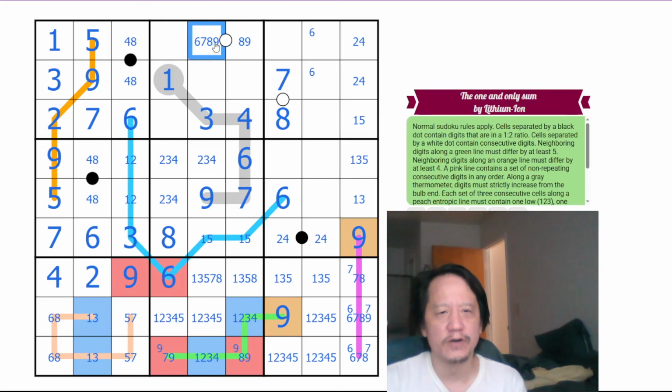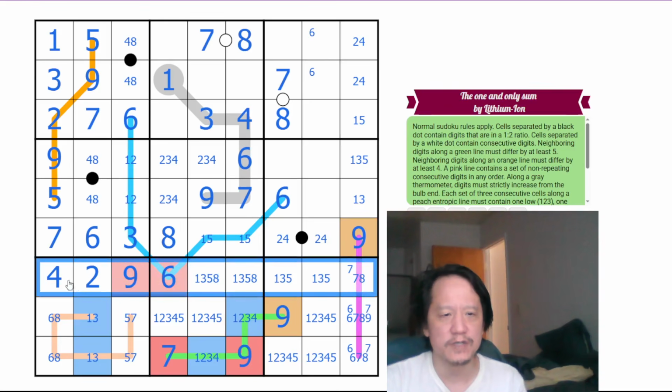Oh, 6 and 9 is not consecutive with each other. So this has to add up to 15. It has to be 8 and 7 there. 8 eliminates 8 here, so this is 9, which eliminates 9 there, so that's 7. That eliminates 7 in the rest of the box.